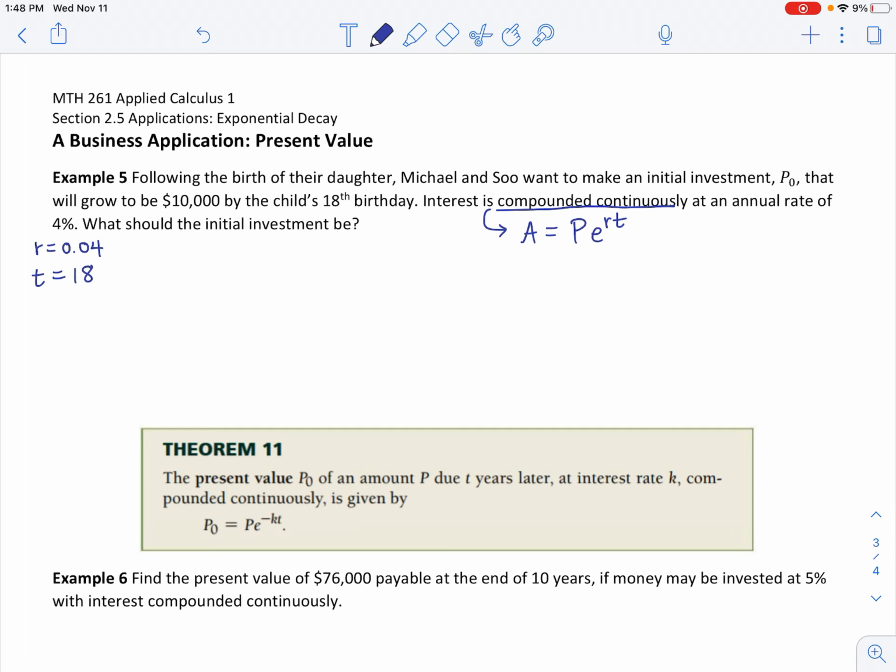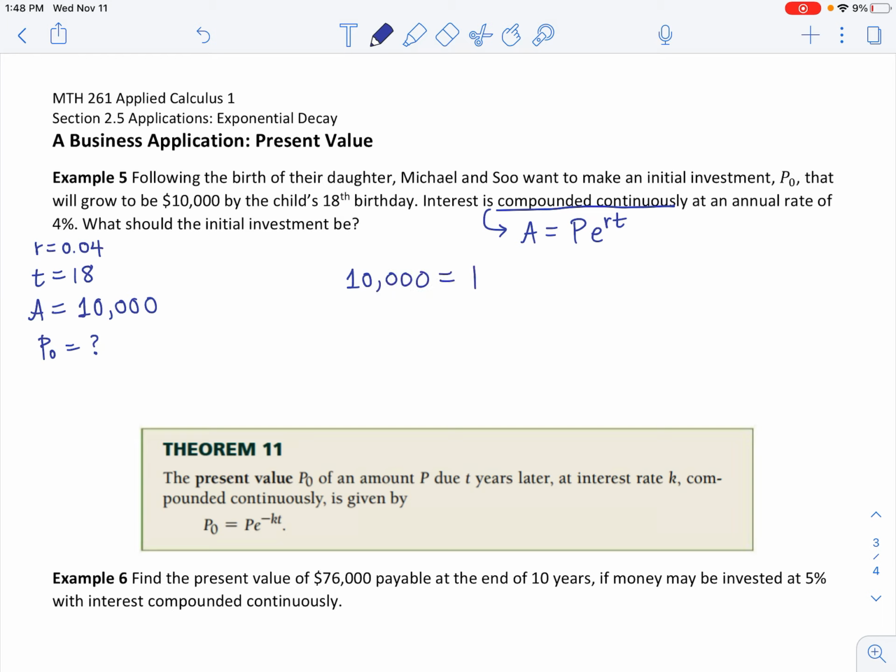So the question is, how much money should I put in the bank today? Should I put in $500, $600? You know it needs to be smaller than 10,000 because we want our money to grow in the next 18 years. So what we know is that A, the ending balance, I want it to be $10,000. What we don't know is P naught, our initial investment. So let's go ahead and find that present value, okay?